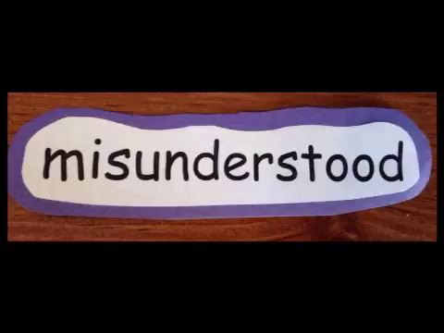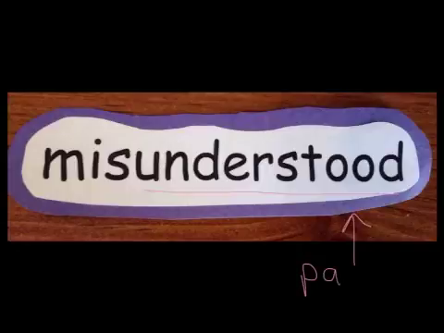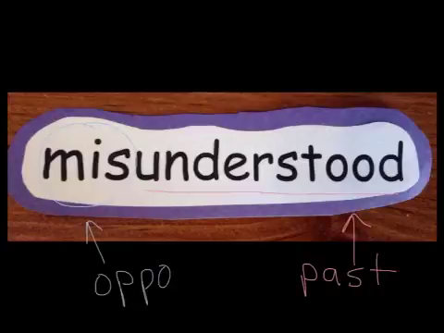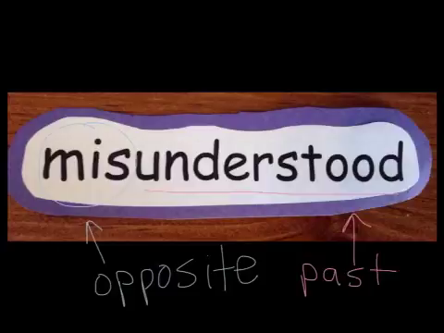Okay, so write down the word misunderstood. And think about what the root word might be. If you said understood, then you are correct. Keep in mind that understood is the past tense, that means it happened in the past, of understand. And the prefix of this word is mis, which is again the opposite. So it's the opposite of understanding something.